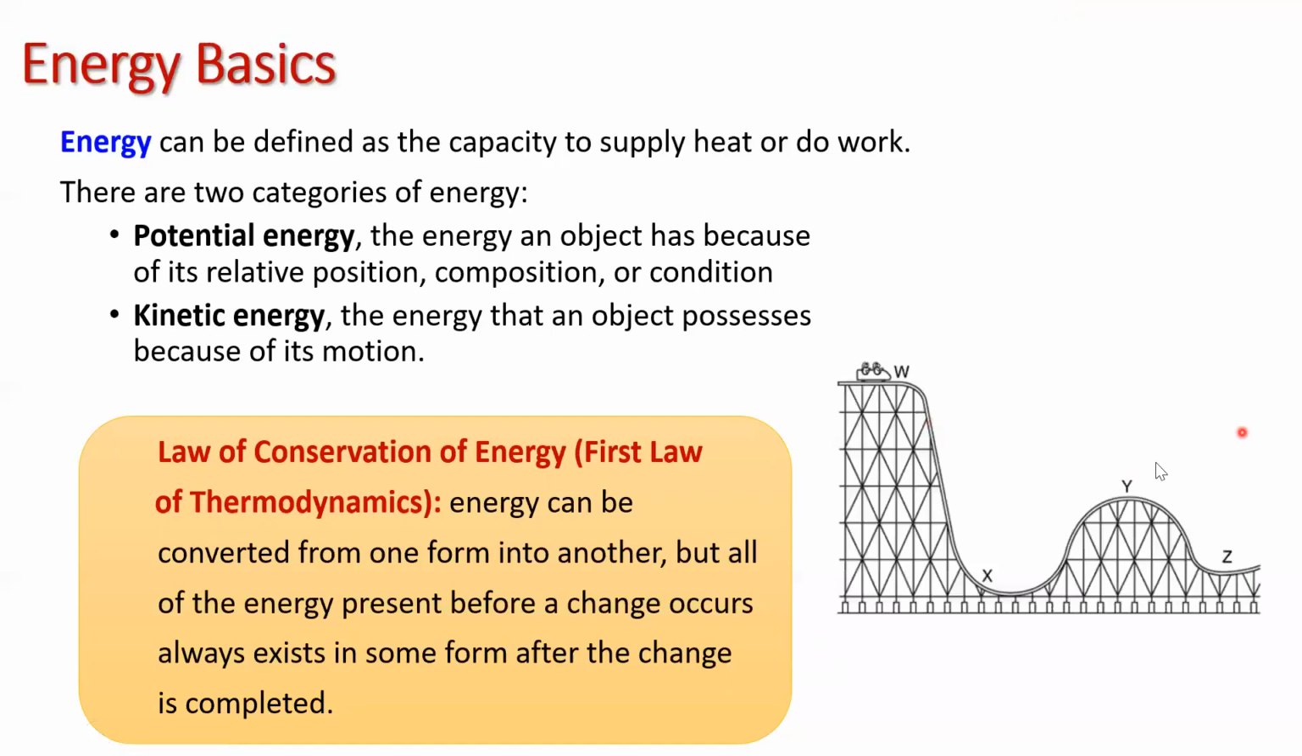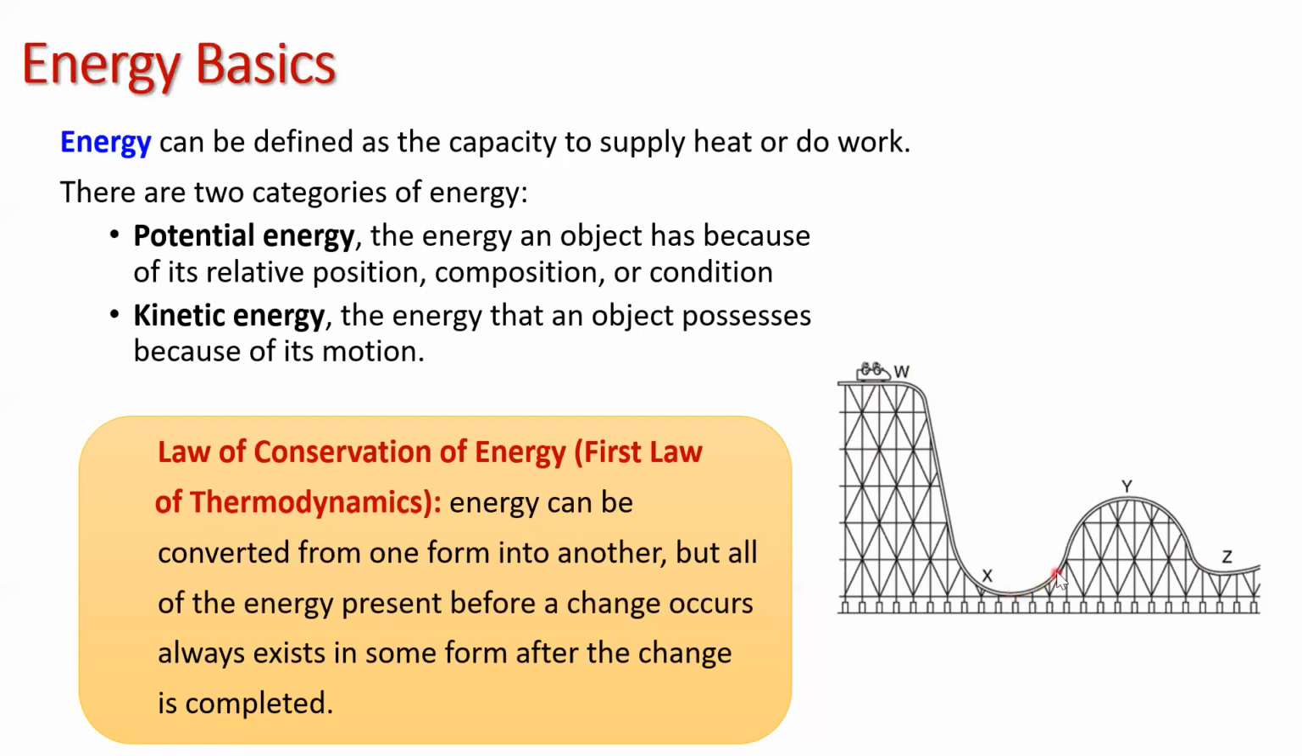The classic example of kinetic energy versus potential energy is looking at a roller coaster. You've got the car up at the top of the hill. It's got a high potential energy because of its relative position. As it starts to roll down the hill, it picks up speed and the potential energy goes down and the kinetic energy goes up. When you get to the bottom of the hill, the kinetic energy is at its highest and the potential energy is at its lowest.